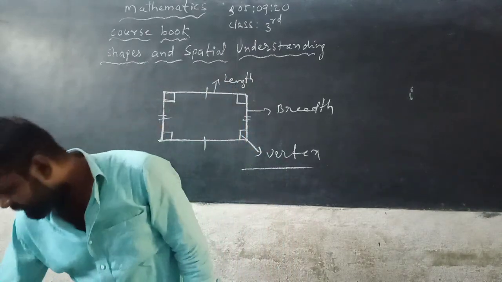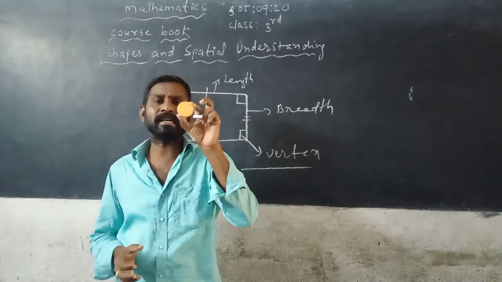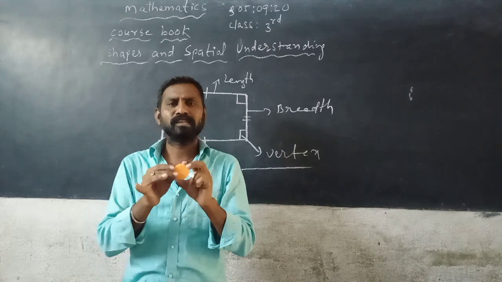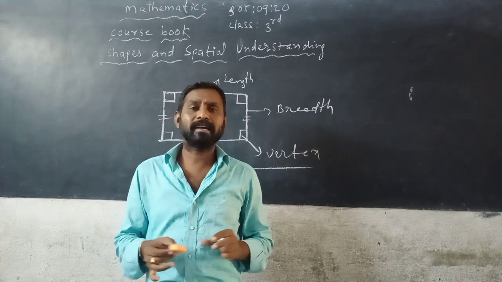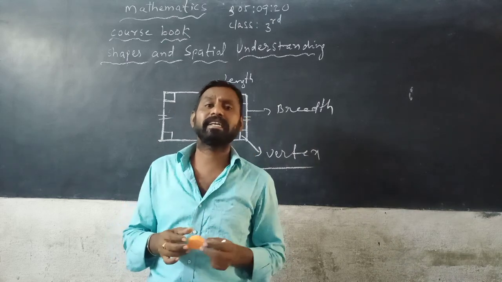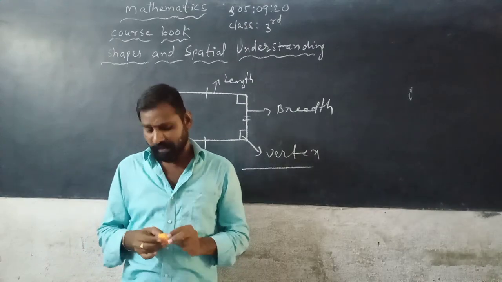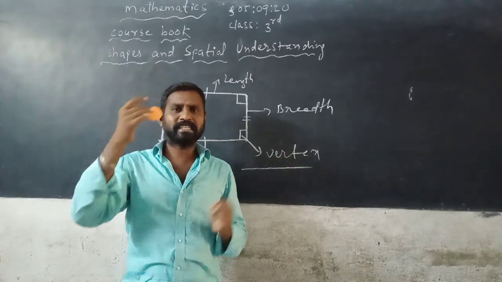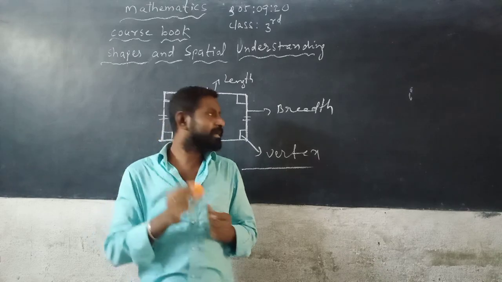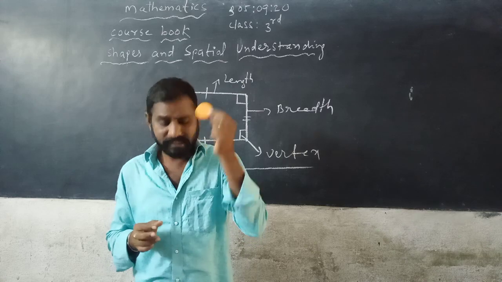Next, this is a circle. It has no sides because a circle has a curved surface. So there are no vertices and no edges. Edges means sides. Did you understand? There are no sides.